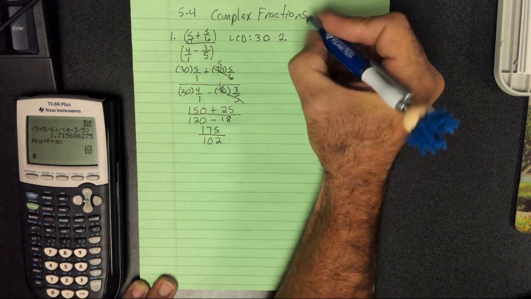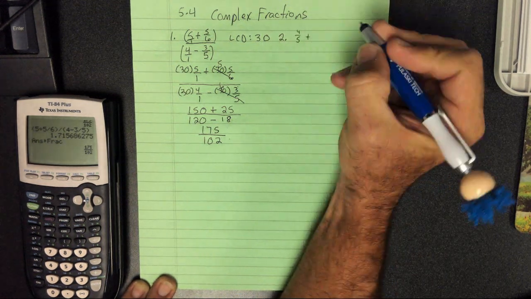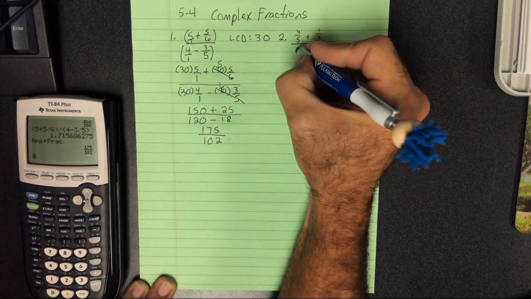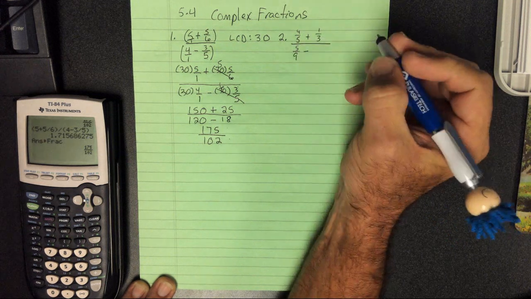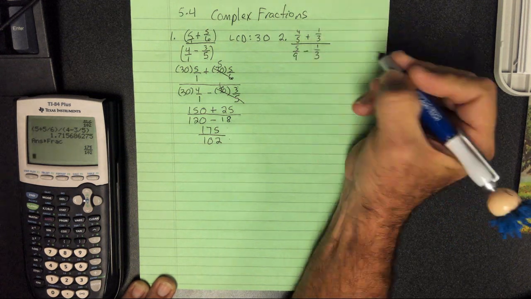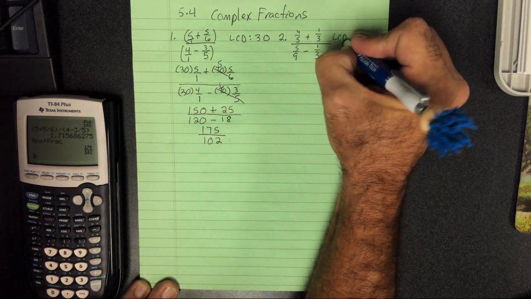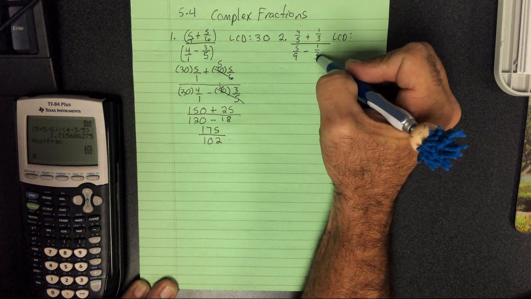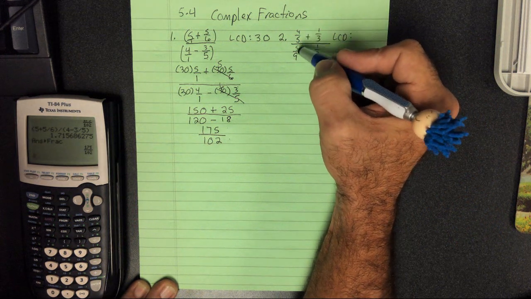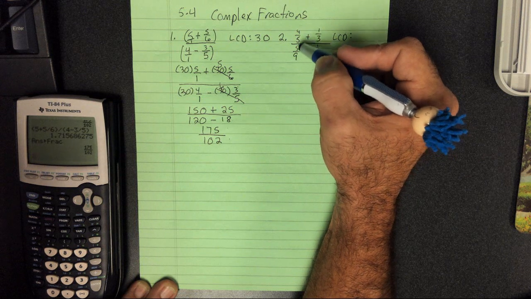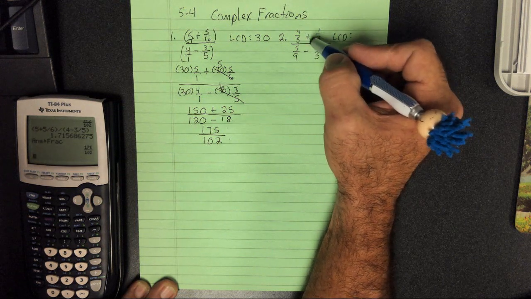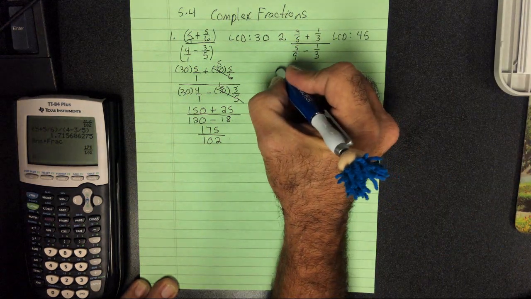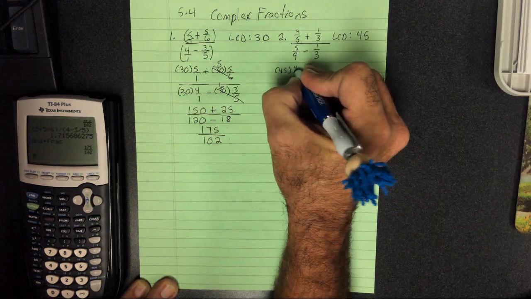Alright, number 2 has 4 over 5 plus 1 over 3, all divided by 5 over 9 minus 1 over 3. Alright, so let me find my LCD again. So I want the smallest number that a 5, a 9, and a 3 all go into. So I would look at the 5 and 9. Their smallest number they both go into is 45, and 3 will go into 45. So I'm going to make my LCD 45. So we're going to multiply all 4 of them by 45.